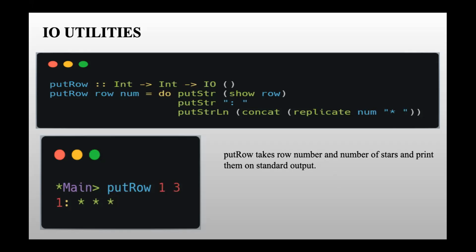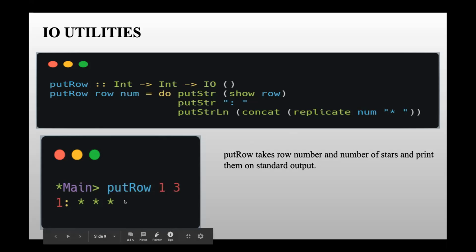Now here the first thing is we can see replicate. What replicate is doing is it will produce a list with a given number of identical elements. So here star is given, so it will replicate stars the number of times num is given, and it will give us a kind of string. So we want to concatenate everything, and we want to put that on the screen. So this is how this putRow function is working, and we can see it in the output. putRow 1 is the number 1 row, and 3 is the number of stars we want in that row. So 1 and these 3 stars.